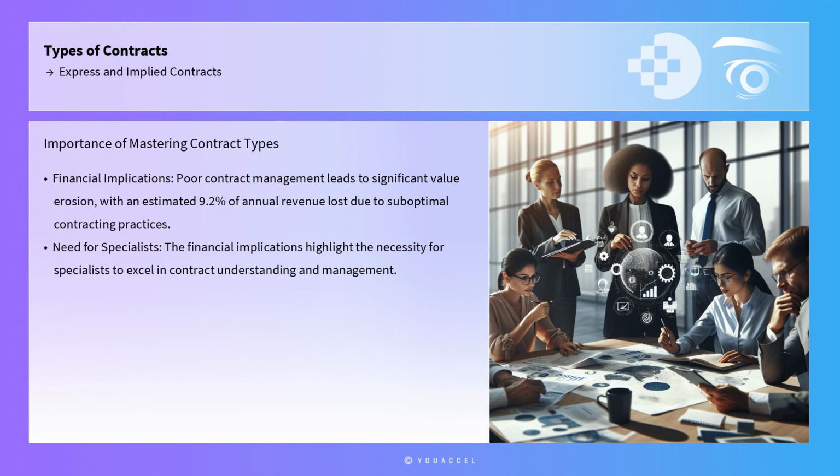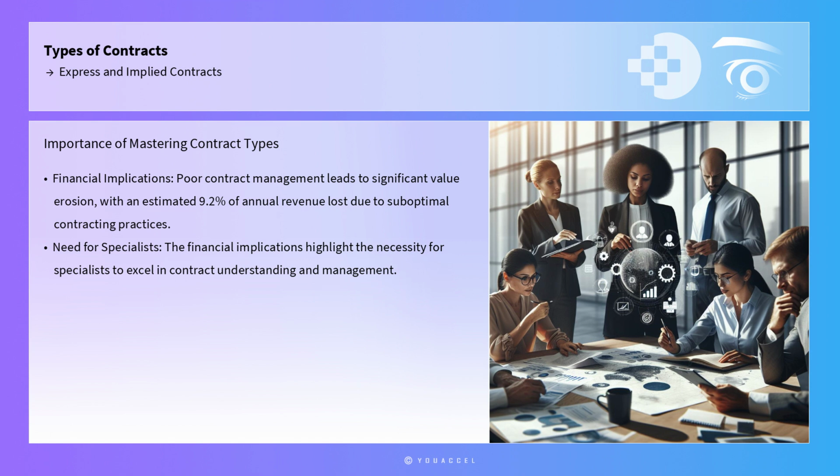Statistics underscore the importance of mastering contract types in professional settings. A study by the International Association for Contract and Commercial Management found that poor contract management leads to significant value erosion, with an estimated 9.2% of annual revenue lost due to suboptimal contracting practices. This highlights the financial implications of inadequate contract understanding and management, emphasizing the need for specialists to excel in this domain.